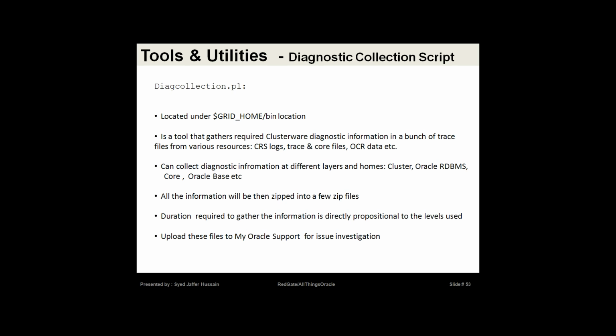When you run this script, it collects the information and puts it into a file, which will be zipped so that you will not run into space issues. They are going to be quite large files, so Oracle has taken care of that by zipping them at the end. The duration required to gather this information is directly proportional to the level that is used. You can take the whole level like CRSD, grid home, database, ASM, and everything. Or if you are only interested in CRS home or grid home, you can run just that. That's why the time it takes to gather the information is proportional to the level that you use.